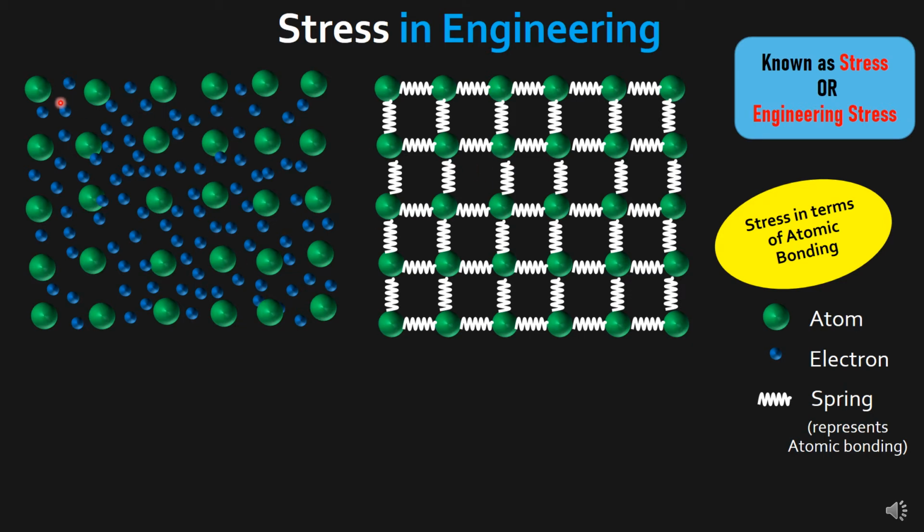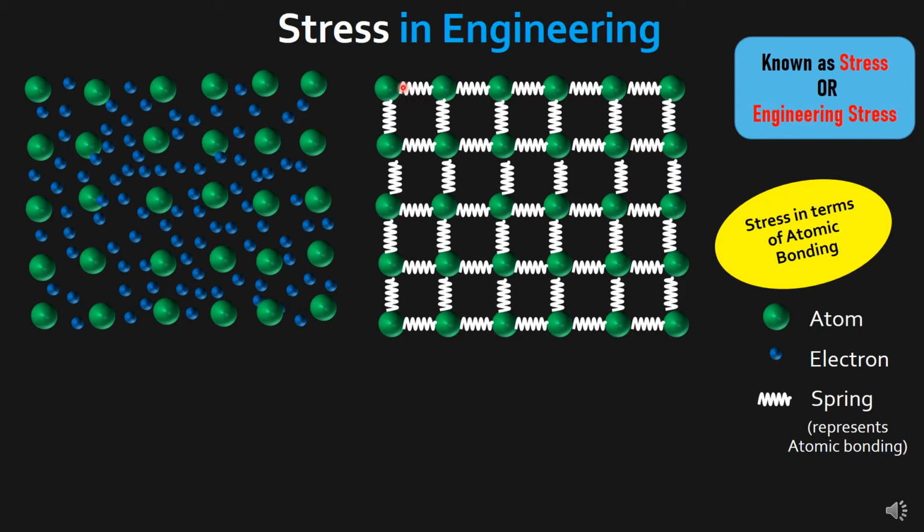So we will try to understand this stress in terms of atomic bonding. So we all know that atoms are held together by inter-atomic forces. So in metals, atoms have periodic arrangement, and there are free electrons which are moving inside the materials, which also helps in conductivity. So the atoms held together by atomic bonding can be represented with the help of a spring or spring ball model. This can be modeled with the help of a model having springs and balls.